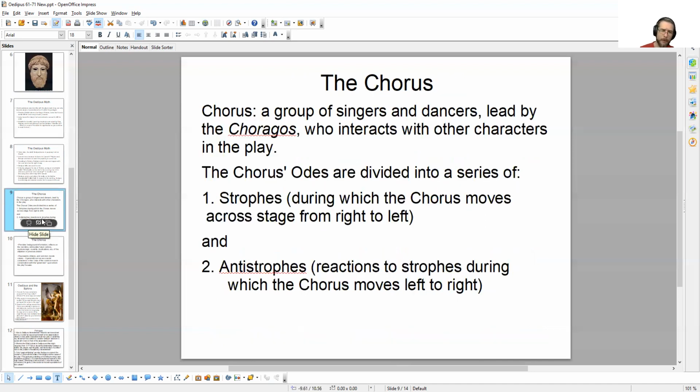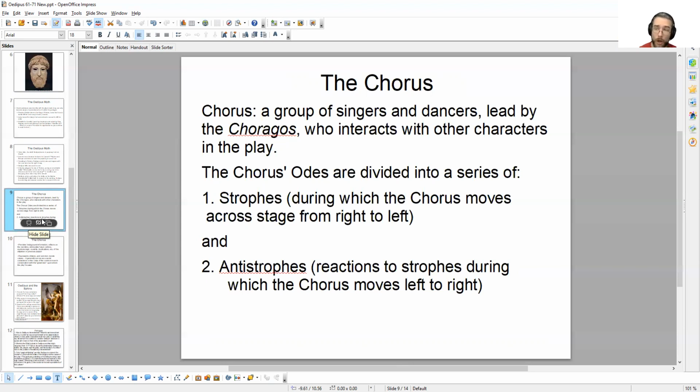A few other notes about the structure and nature of these plays. The chorus, as we've already established, is a group of singers and dancers led by the choreagos, who interacts with the other characters in the play. So there's this central figure who stands in for the chorus when the chorus has to speak to other characters. Then he recedes back into the group and helps to deliver the songs.